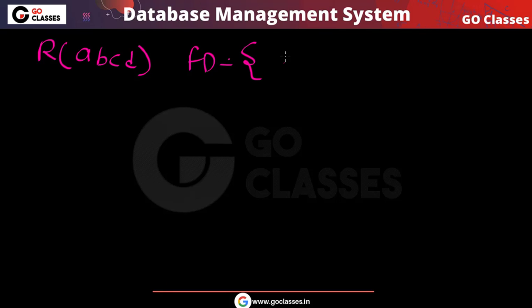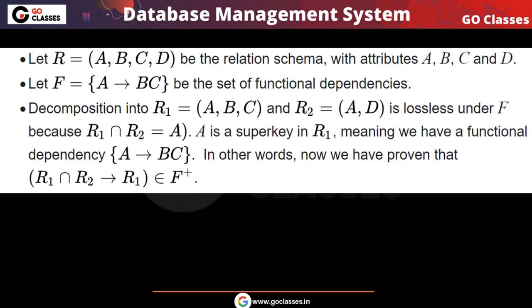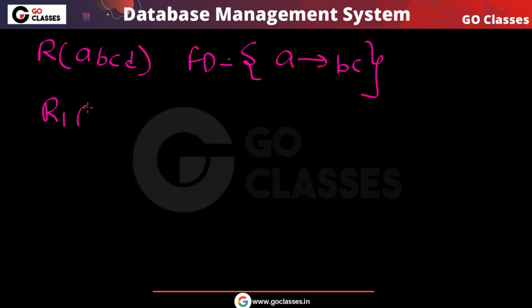So the set of functional dependencies is A determines BC. In this relation schema, we have four attributes A, B, C, D. You can notice A determines BC, and the decomposition is R1, R2: A, B, C and A, D. So the decomposition is like this.